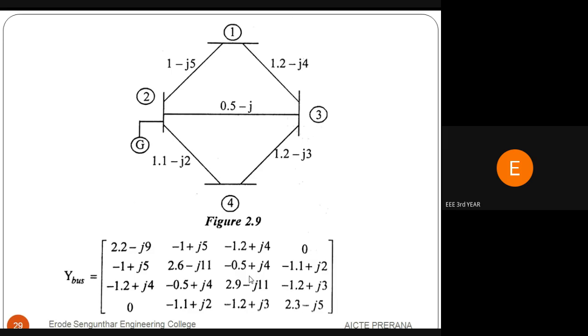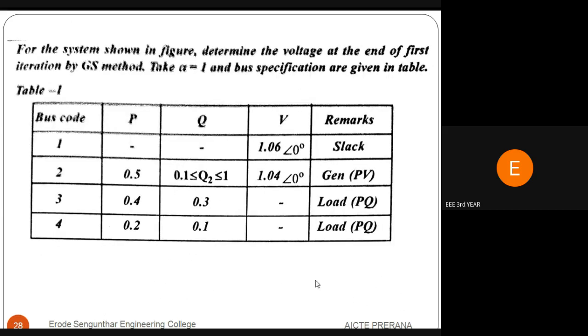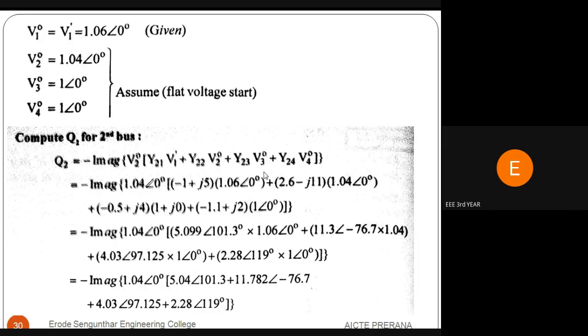After forming Y bus, we have to fix the voltages. For fixing the voltage, the slack bus voltage is given in the tabular column. So V1 voltage is 1.06, which is given in the table. V2 is a generator bus, so the generator bus voltage value is also given in the tabular column. So V2 value is 1.04. For the load bus, we have to assume the value. We will assume that it is 1.